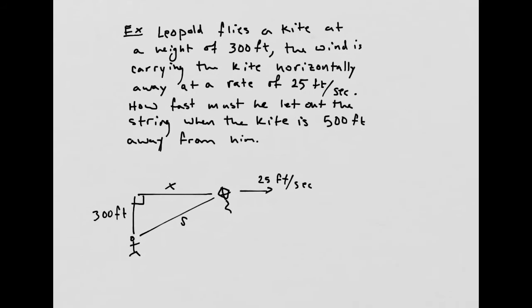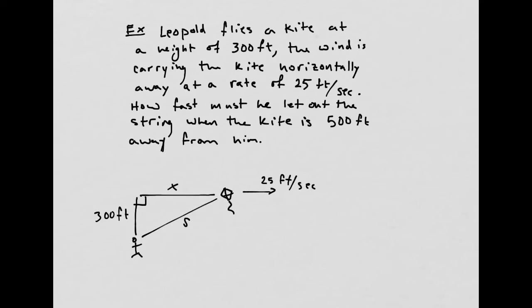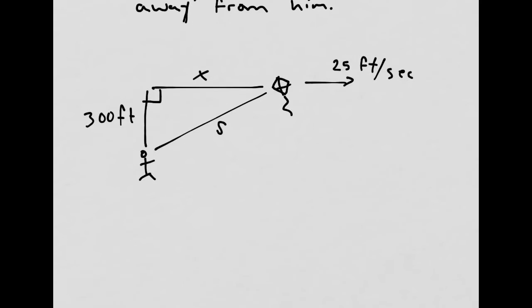There's 2 different ways to interpret this, and I'm going to interpret it in one of those ways, but I'll mention both of them. It says, how fast must he let out the string when the kite is 500 feet away from him? I'm assuming that the 500 feet is going to be the string length. Now, some people think, wait a minute, it could be saying that it's 500 feet horizontally away.